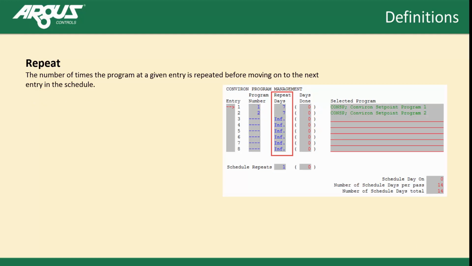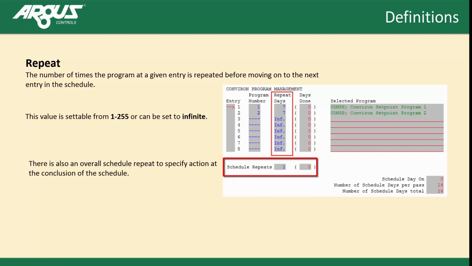Repeat is the number of times the program at a given entry is repeated before moving on to the next entry in the schedule. This value is settable from 1 to 255 or can also be set to infinite. There's also an overall schedule repeat to specify action at the conclusion of the schedule.